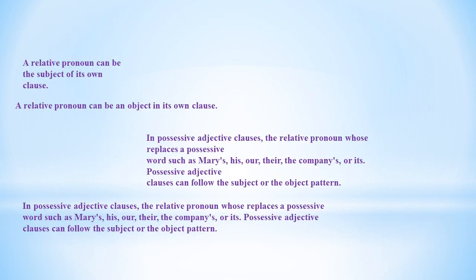There are different types of adjective clauses. In each different type, the relative pronoun has a different function. It may be a subject or an object in its own clause, or it may replace a possessive word. A relative pronoun can be the subject of its own clause.